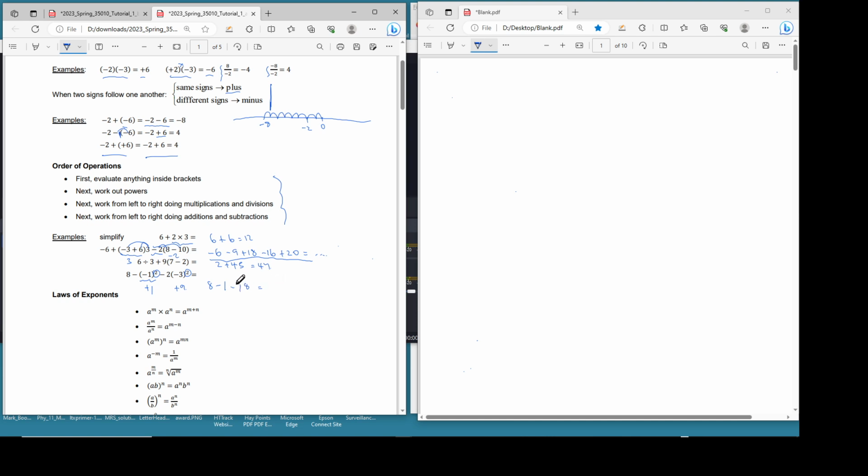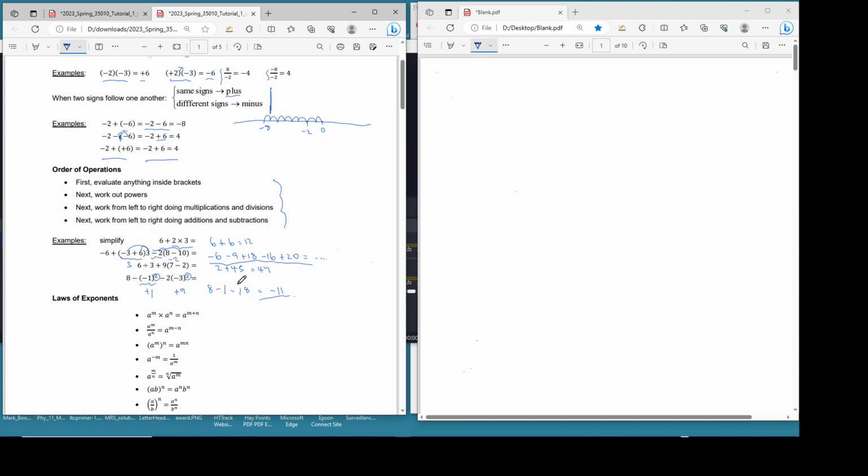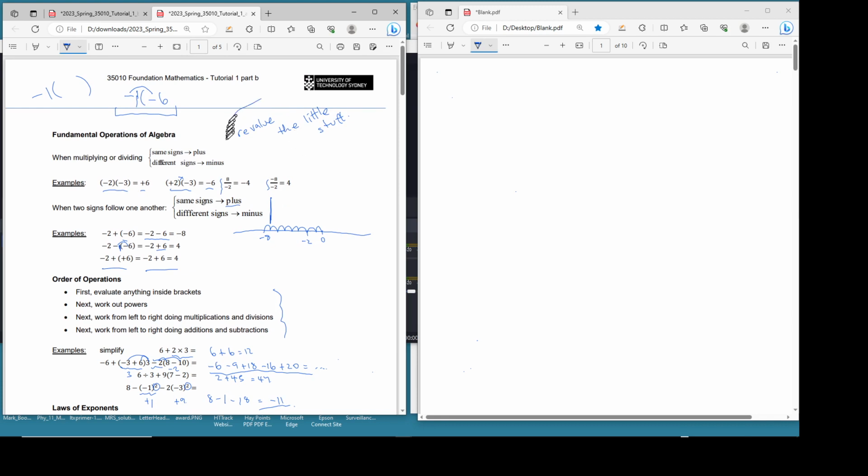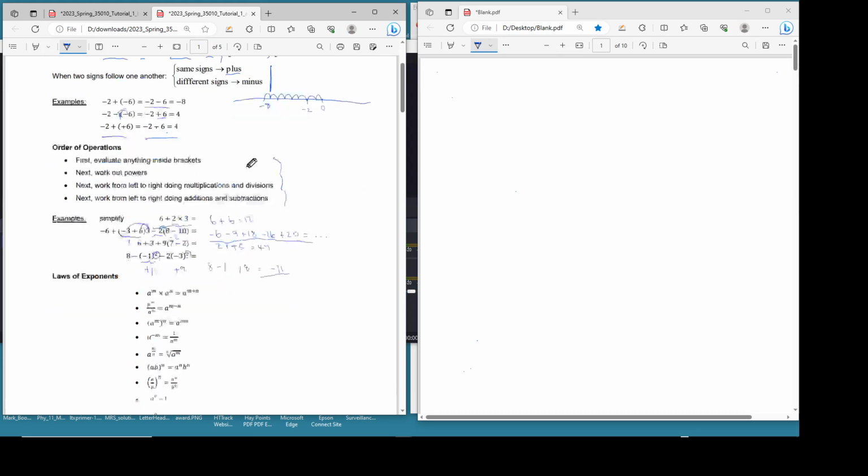So 8 minus 1 minus 18 is minus 19, plus 8. So we're going to get minus 11. I think that's the one. Alright, so just be careful of your little parts, because the little stuff will make a big difference in the subject.